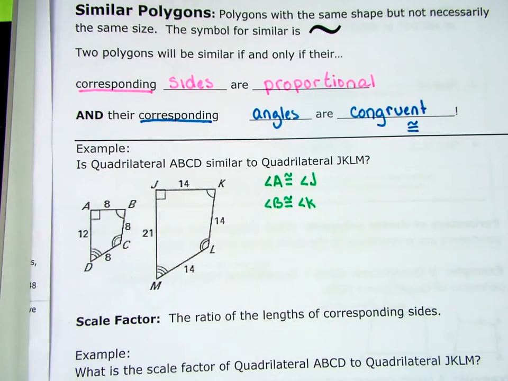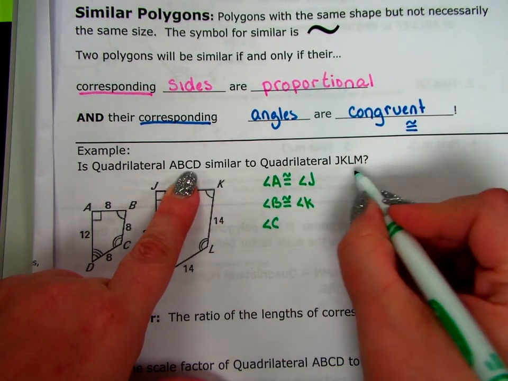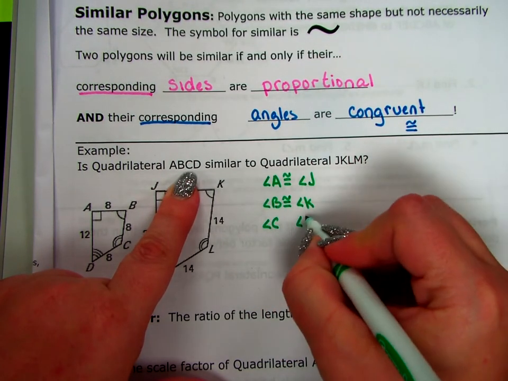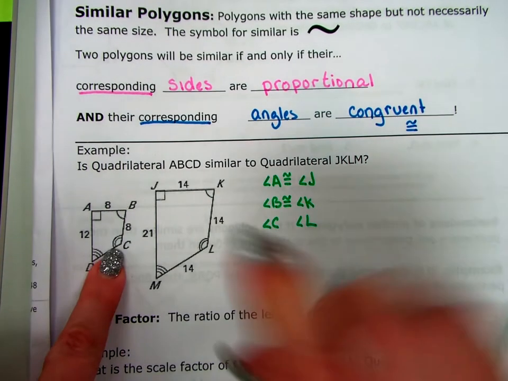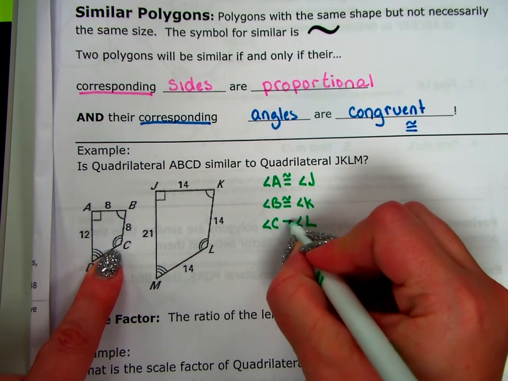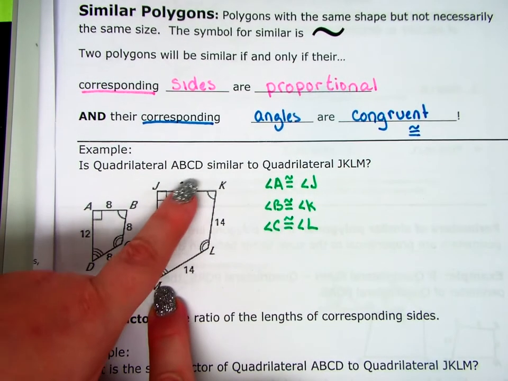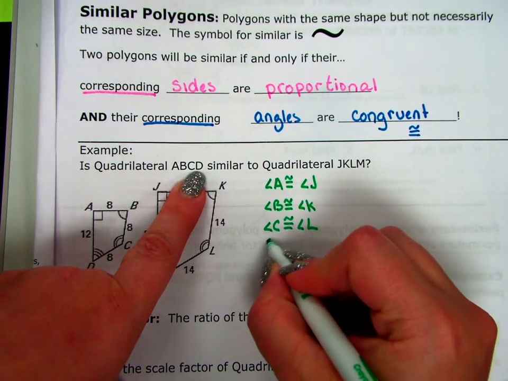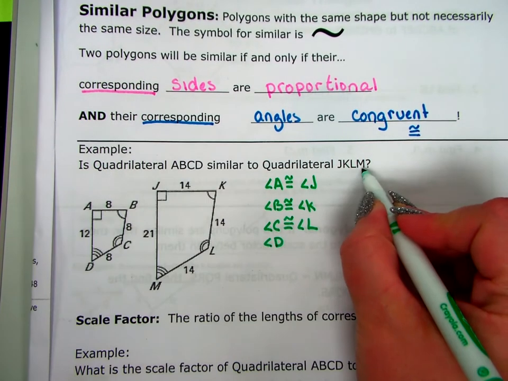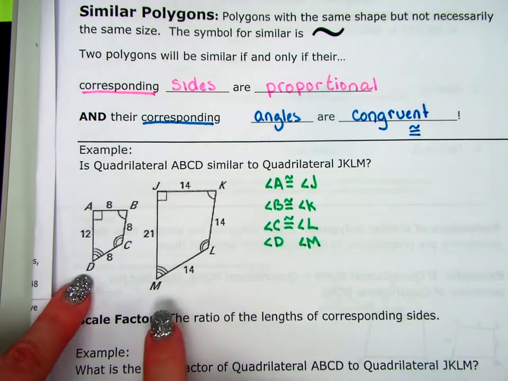All right, then my third letter here is C, so angle C. Does it match up with my third letter, angle L? Angle C and angle L, are they congruent? Yes. They both have double arc marks on them, so they are congruent. And then my last letter here is D. It should match up with my last letter here, M. Are angle D and angle M the same?